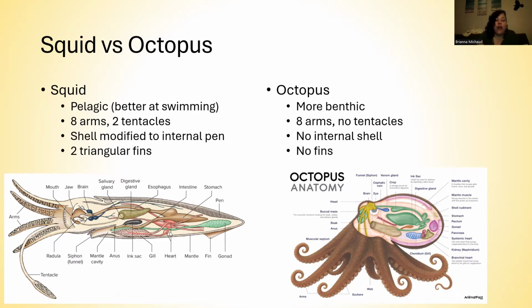The squid has 2 triangular fins on the side. That's part of what makes it a better swimmer, is it's got those fins that it can flap and use to steer a little better, whereas the octopus does not have fins. So that's some of the differences between these two groups.